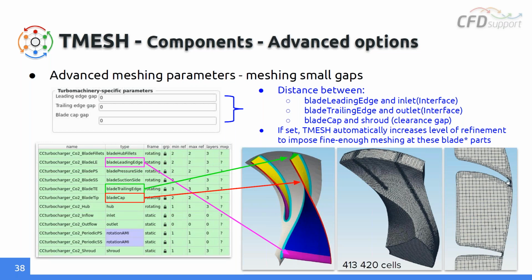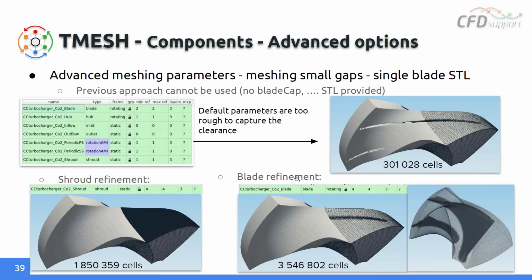And sometimes, usually for compressors, when the blades are unshrouded, there is a gap between the blade cap, let's say this upper part, and the shroud. And usually this gap is very small compared to the other sizing of the geometry. So you need to also have some clever refinement in these parts. If you have set some standard parameters, you will see some significant flaw in the resulting geometry. It means the shroud or the blade is meshed too rough, so the cell size is much larger than the gap.